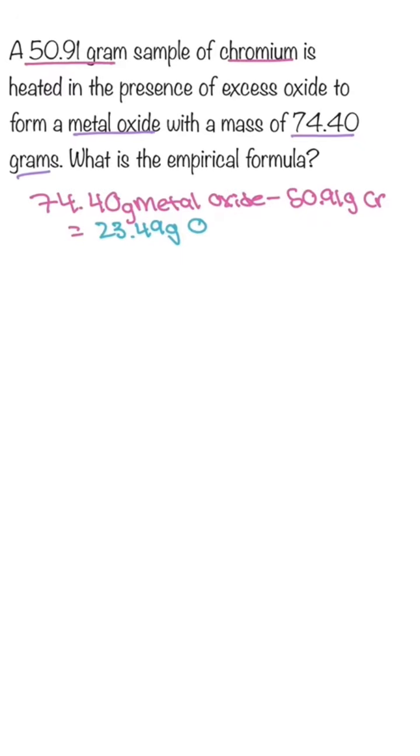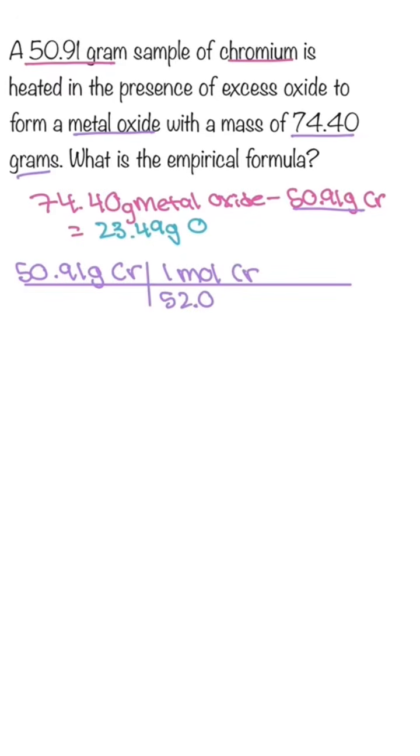Now the second step is to determine how many moles of chromium we have and how many moles of oxygen there is. This is going to be simple. We're just going to take the 50.91 grams of chromium and divide it by its molar mass. So the molar mass of chromium is 1 mole chromium over 52 grams.